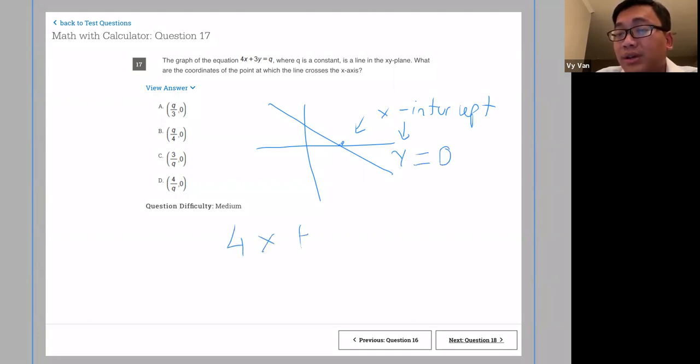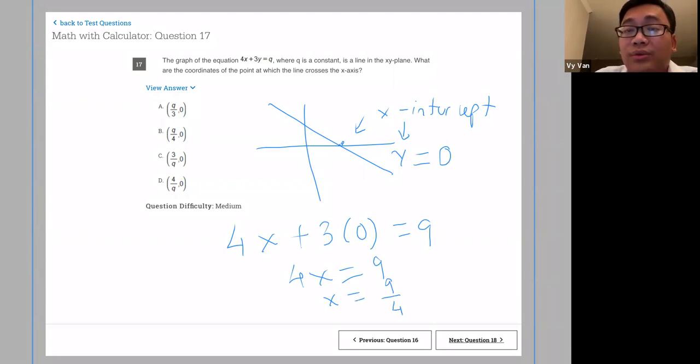So all you do is replace y with 0 and solve for x. So for x plus 3 times 0 equals q. This is actually an easy question. So we know 4x equals q. So x equals q over 4. Q over 4, which is this. Okay.